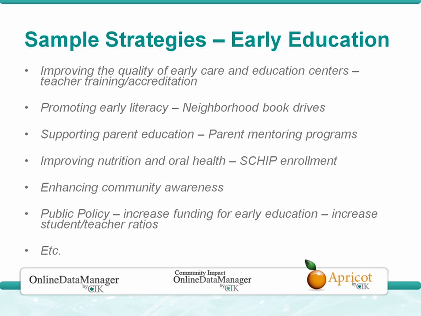It takes promoting early literacy, doing things like neighborhood book drives to make sure that there are books in all the low-income homes that have kids. Support parent education through parent mentoring programs, improving nutrition and oral health, making sure that kids that are eligible are enrolled in the state's children's health insurance program, the S-CHIP program. It takes enhancing community awareness, and it takes some public policy work to help increase funding for early education, decrease student-teacher ratios, whatever that may be. So this is a sample of all the kind of strategies that we have to employ and be able to track if we are going to actually make a difference around the issue of early education.